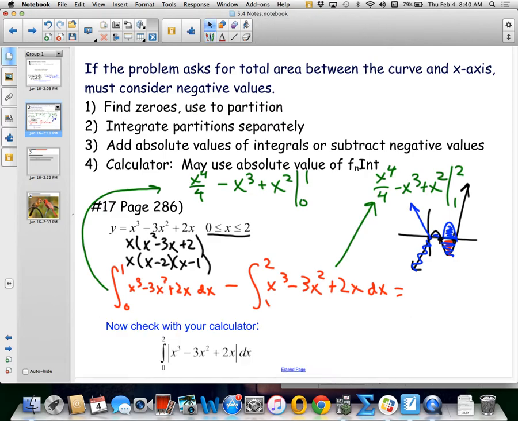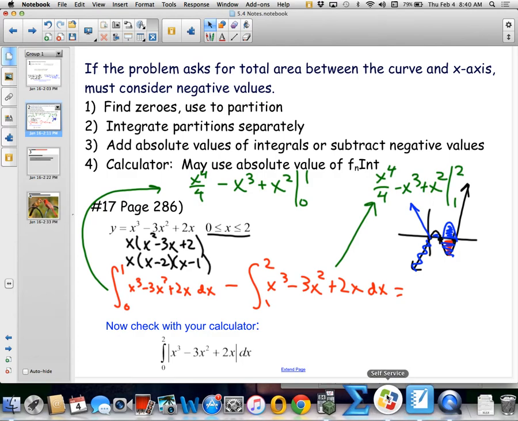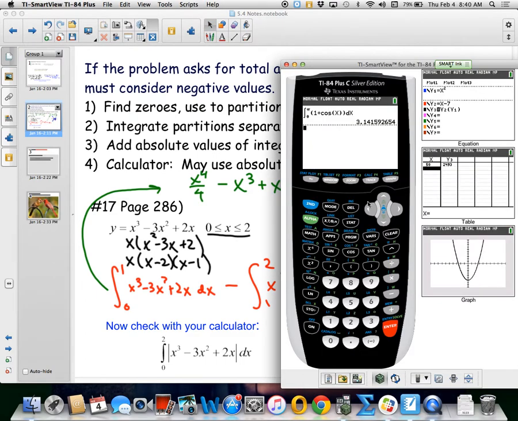How we enter that on our calculator is like this. Note where the absolute value is. It's very important to put it in the right place. The absolute value is around the integrand. It's not outside of the integral, it's inside of the integral. So to enter this in your calculator, you're going to do Math 9. We're going from 0 to 2. And now I'm going to put absolute value here. That's Math, arrow over to Num, absolute value, and enter the function.